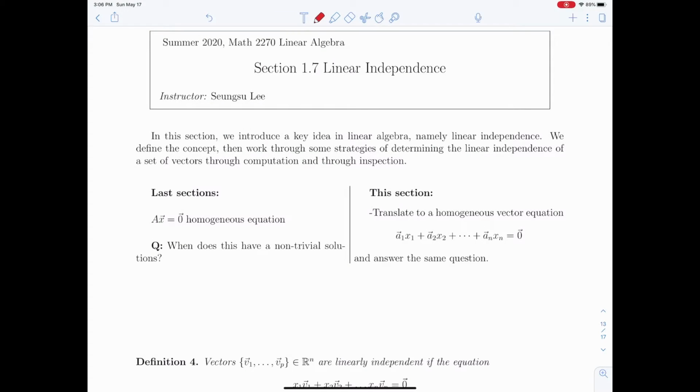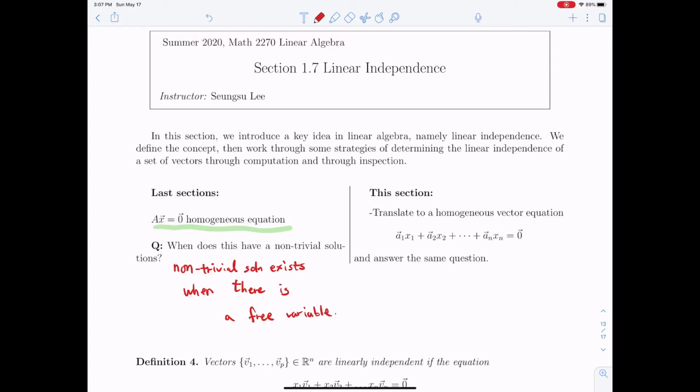Hello everyone! In this section, we're going to talk about linear independence and discuss the relationship of linear dependence and span. Last section, we discussed that if you have a homogeneous equation, which is given in this way, then a non-trivial solution exists when there is a free variable.